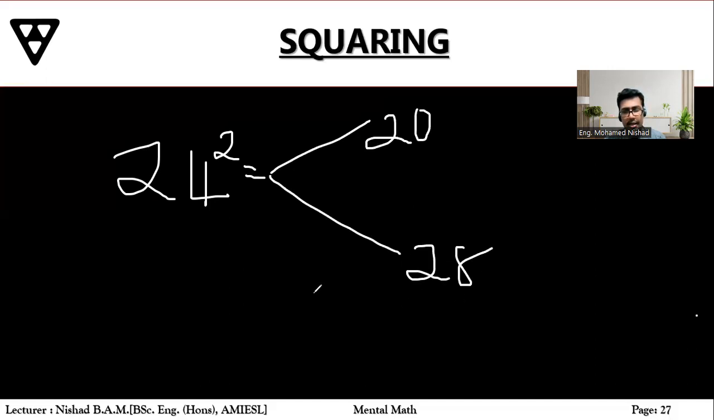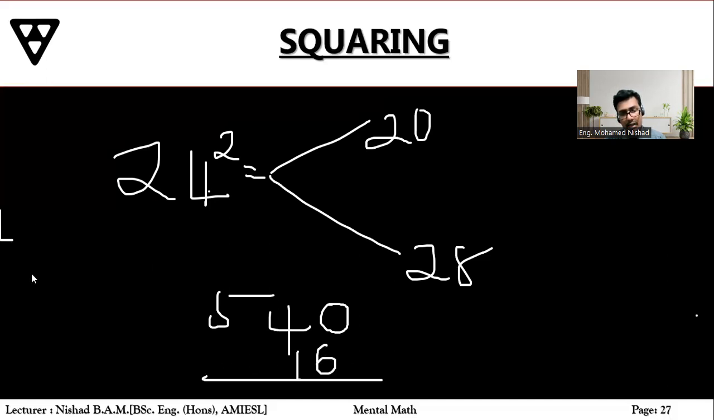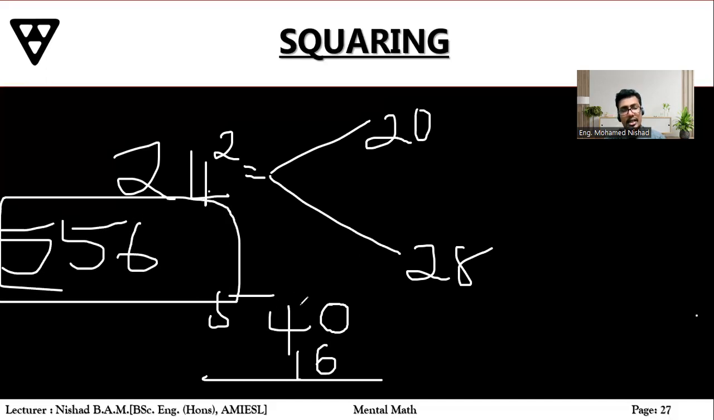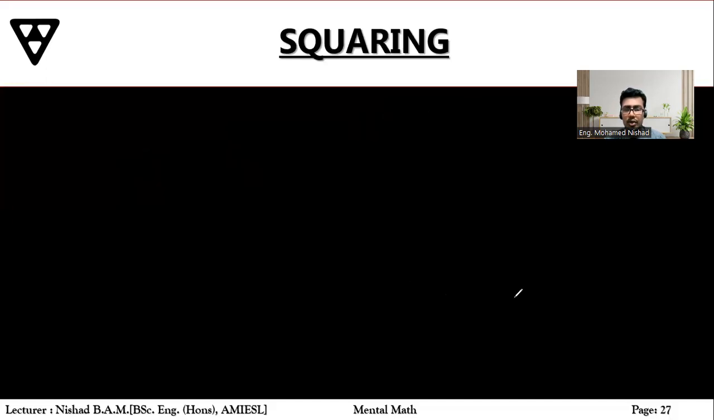If you double this number, it will be 56, right? 56, and the 0 will come like this. After that, it will be 4 times 4. It will be 16, so you have to add 16 to that. Then it will be 576, right? So that is the answer. That is how we calculate that number.